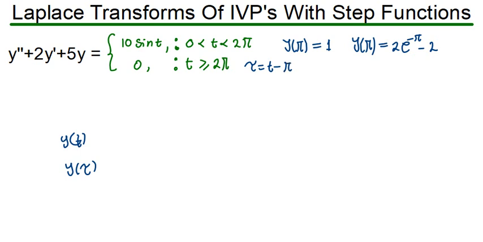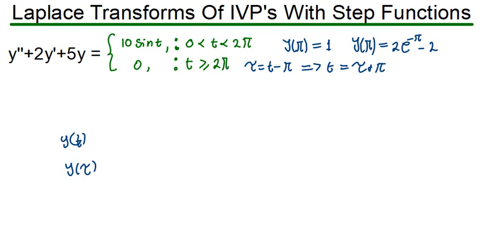So my final answer, instead of being y of t or just y of tau, because if I just write that, it's the same as writing that, was supposed to be in terms of t, but I've written it in terms of tau. So from this, you have to write an expression for t. Your t is equal to your tau plus pi right there.